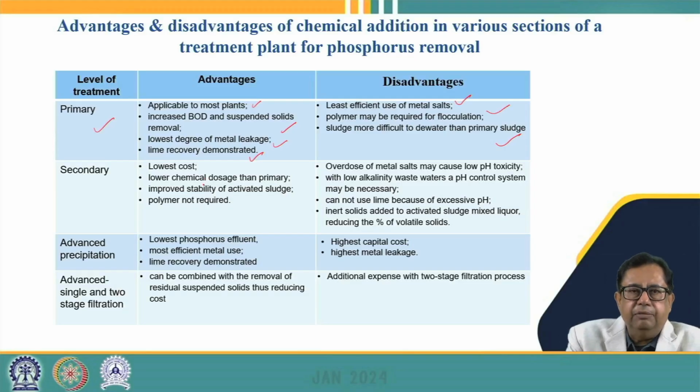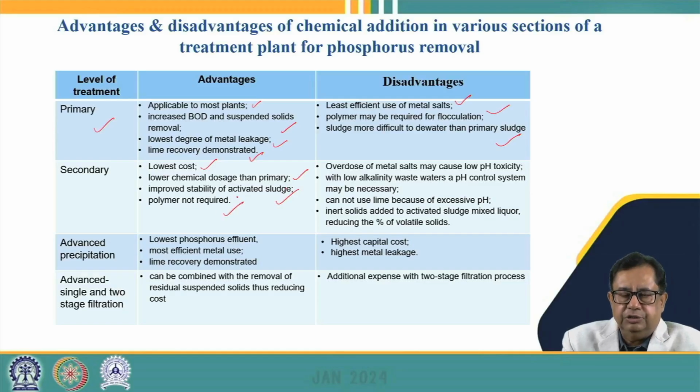When we are adding the chemicals to the secondary process, it incurs the lowest cost, as lower chemical doses are required. When we are adding the chemicals to the primary processes, it has improved stability of the activated sludge, and polymers are not required in such cases. Whereas the overdose may also lead to low pH toxicity, as the pH may be reduced because of the addition of high doses when we are adding the metal salts.